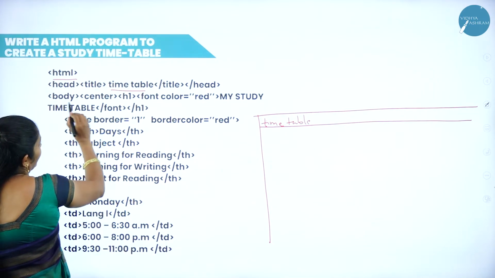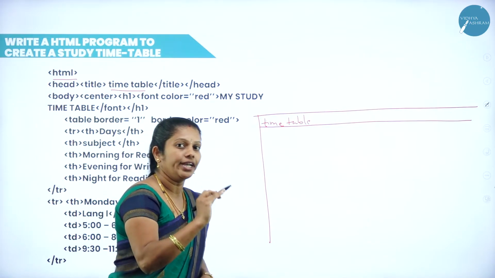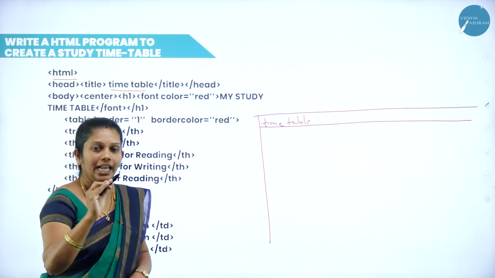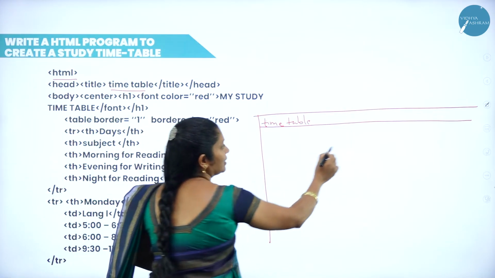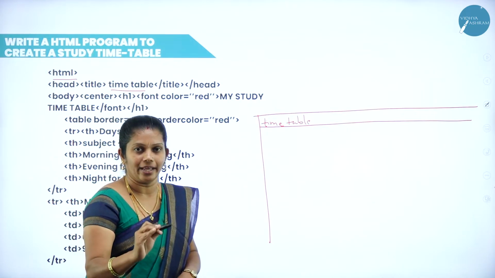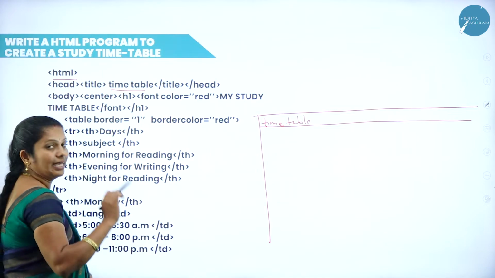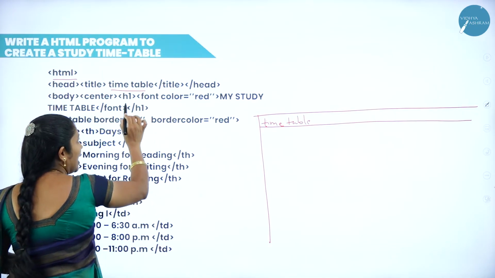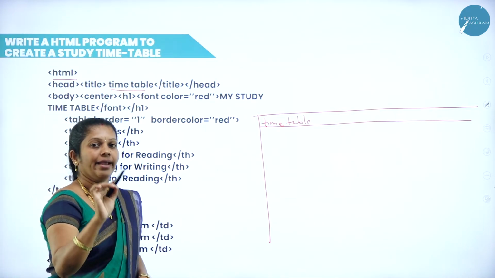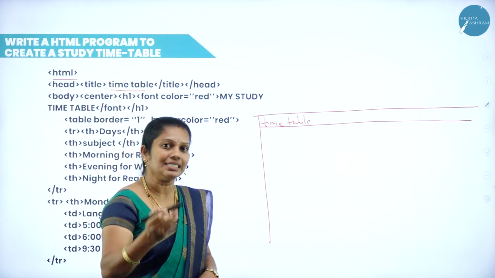When you come to body, there we have written center tag. Already I told you, center tag helps to display the data at the center of your document. I want to display the entire table, entire content at the center. That's why here I started with center tag. Then H1 tag. H1 tag helps to display the data with a heading format, especially larger size.